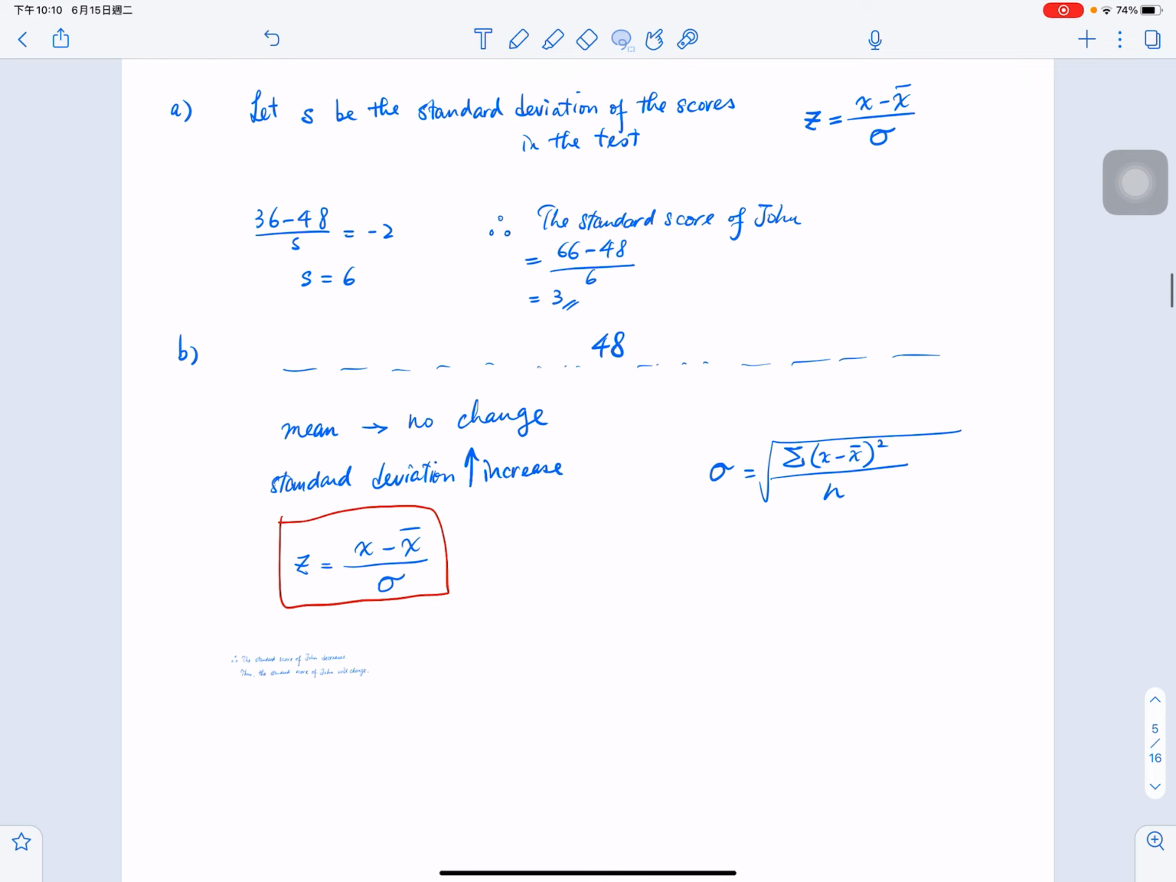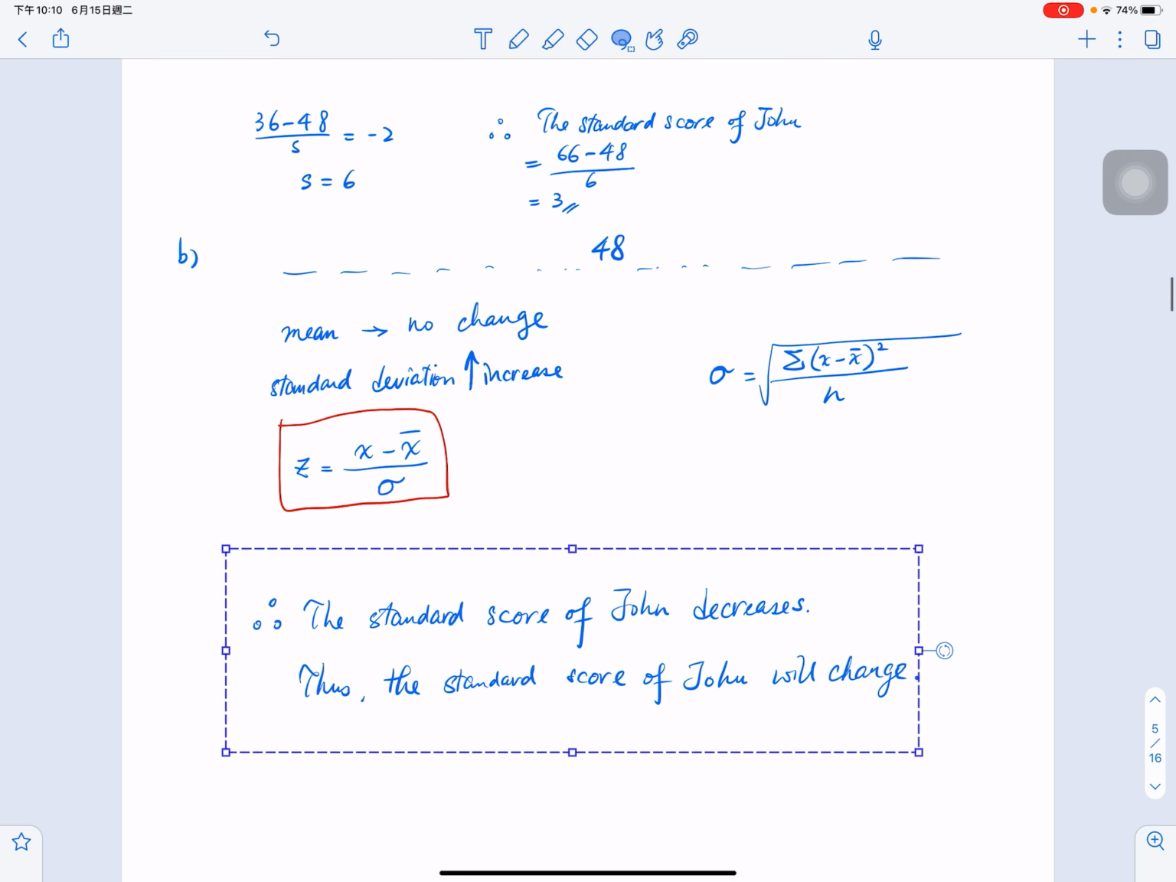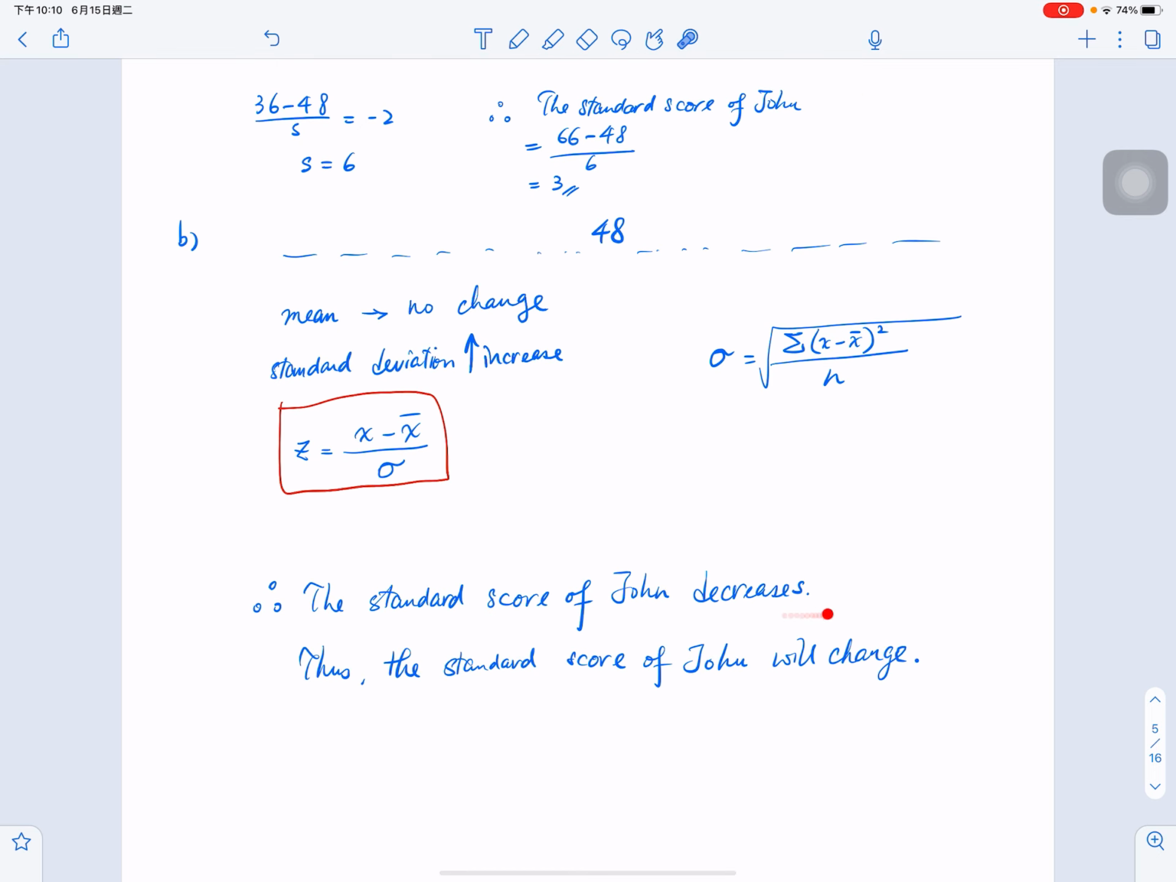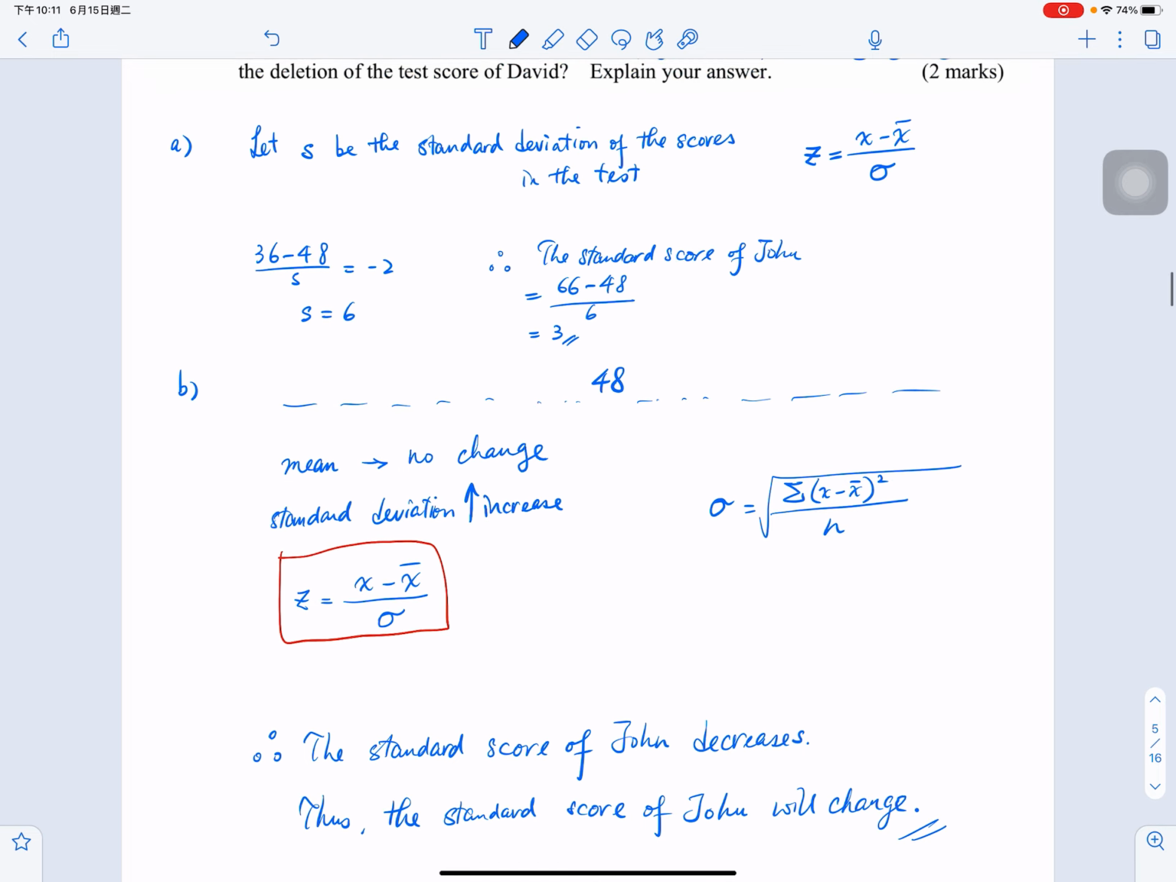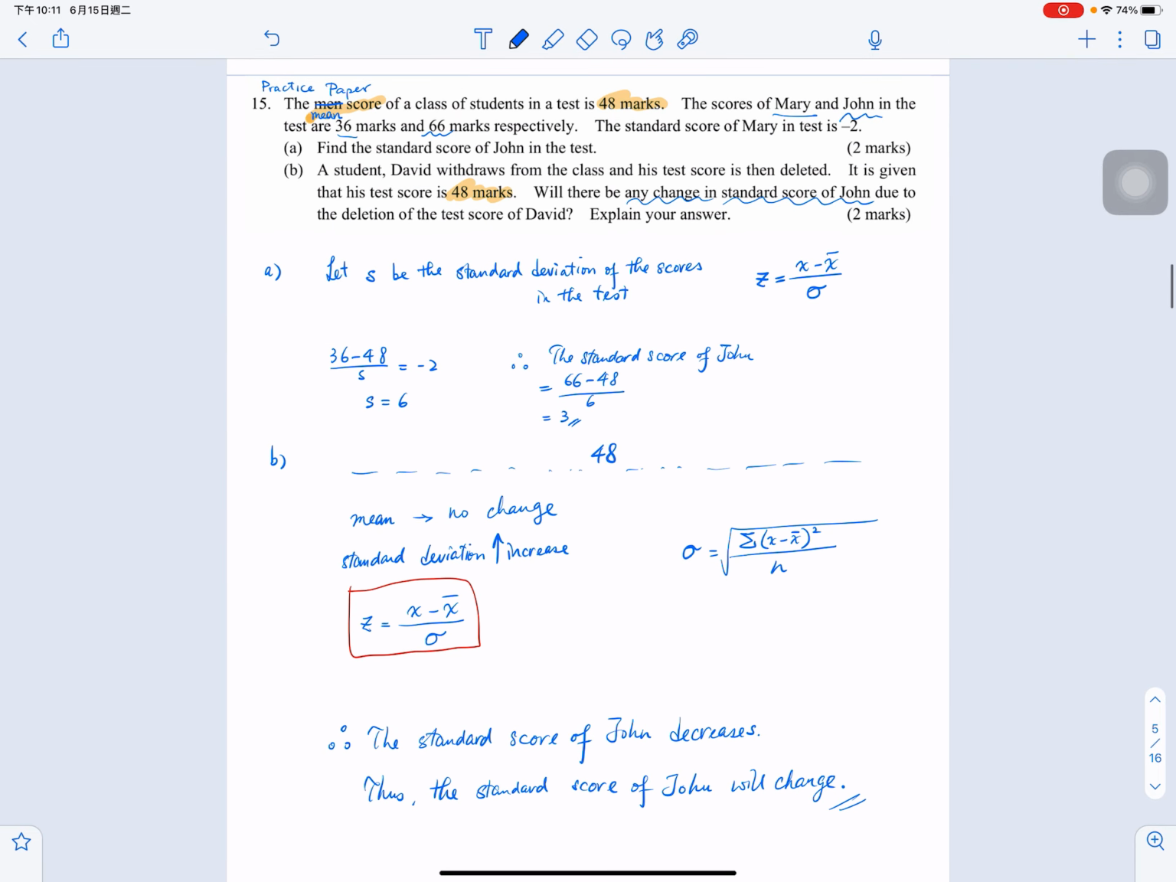So what happened at the end? You found that the standard score of John decreased. No change in the mean, so no change there. But the standard deviation increases, which means the standard score decreases. Okay, at the end, the standard score of John will change. Understand? Good.